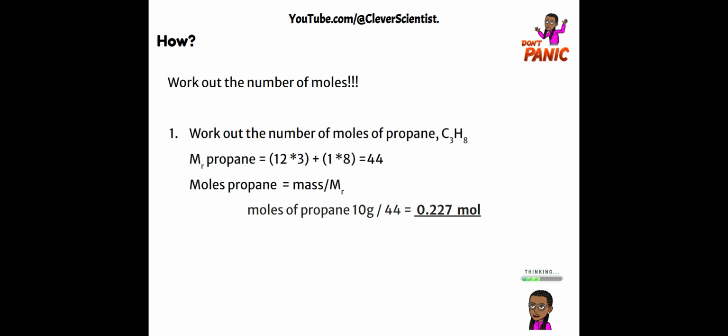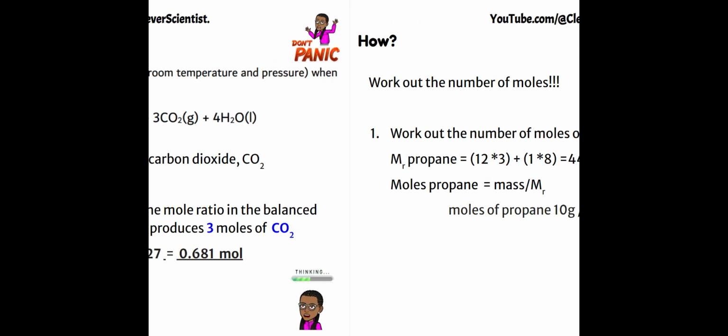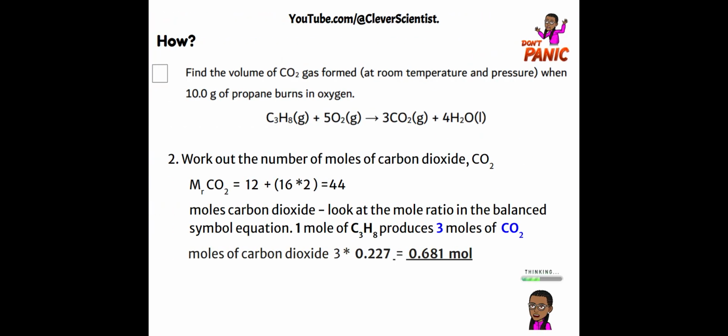So we're going to start off by working out the number of moles of propane. We've got the formula mass of propane, which is 44. So to work out the moles, all you do is divide 10 grams, the mass of propane, by its formula mass, and we get 0.227 moles. So by now, you should be able to work out moles in your sleep.